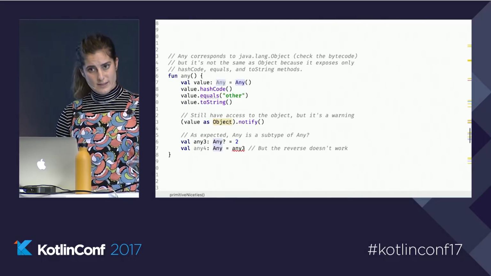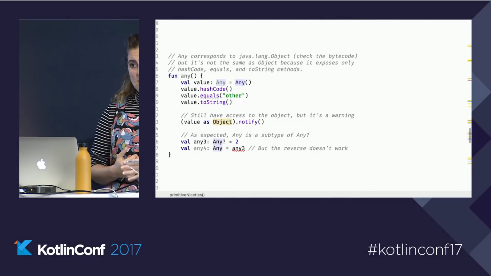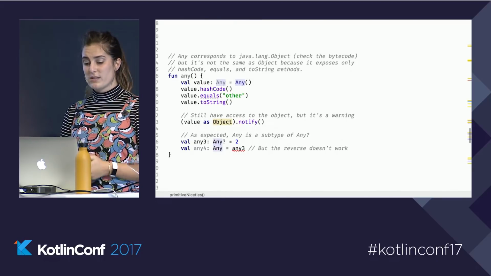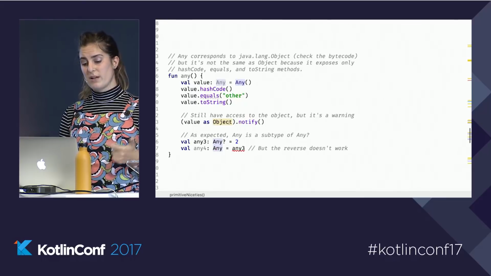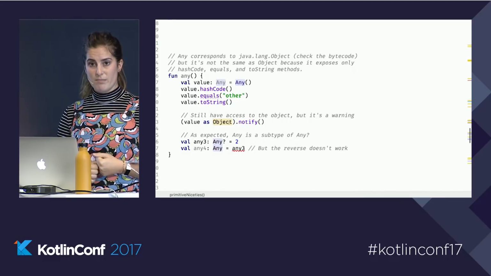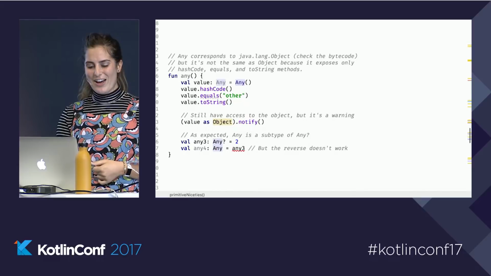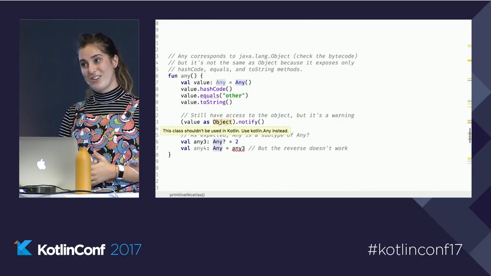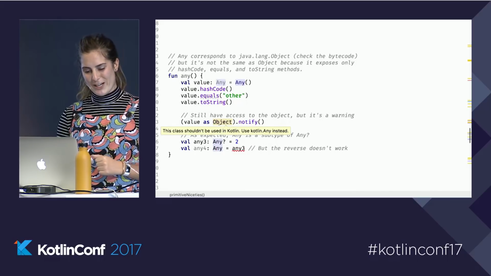Any is similar to object, and at runtime, indeed, it would be an object, but it's pared down to 3 key methods. So you have your hash code, your toString, and your equals. And that's about it. You can retrieve the object from this, but it's pretty much a bad idea in most cases, and so you're going to be told it's a bad idea. You should probably heed that warning.